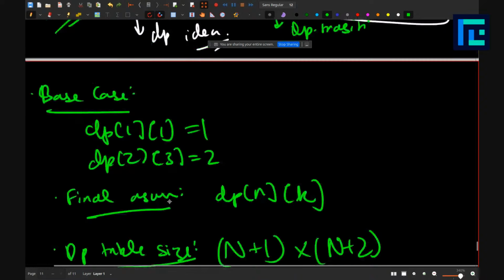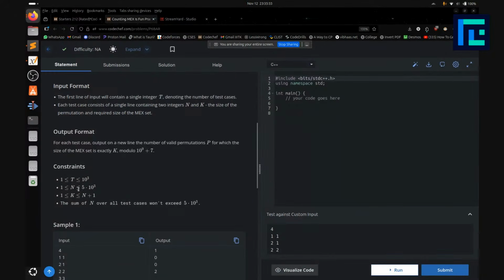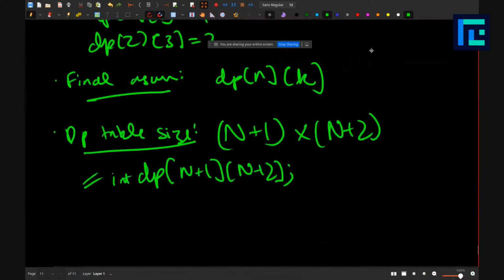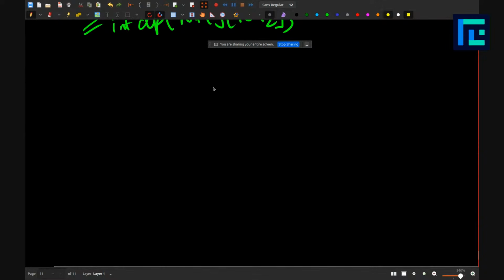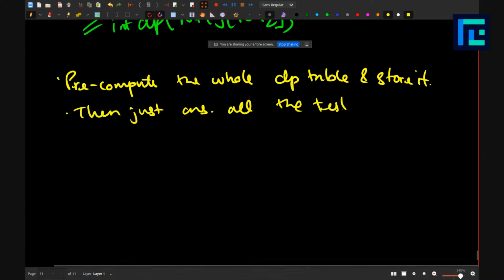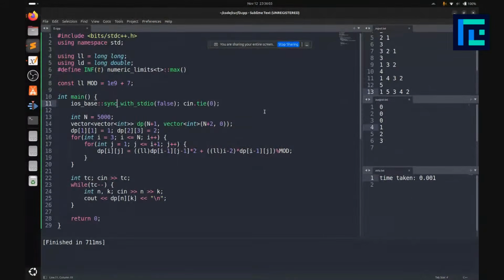And what else? Because for each test case we can't do this, right? Because there are 1000 test cases, but since n and k are only up to 5000 each, what we can do is simply pre-compute the whole dp table and store it, right? Then just answer all the test cases, since this dp table is not very large. And make sure to use modulo the whole time, because obviously that will be needed.